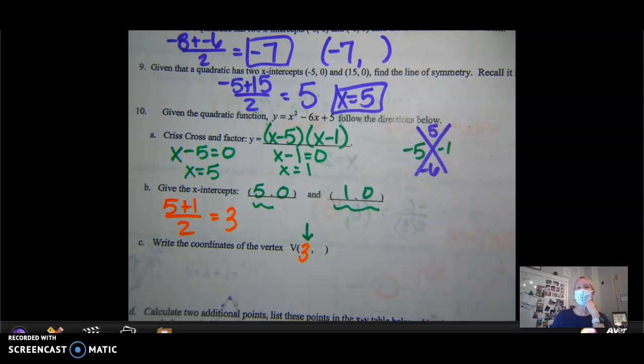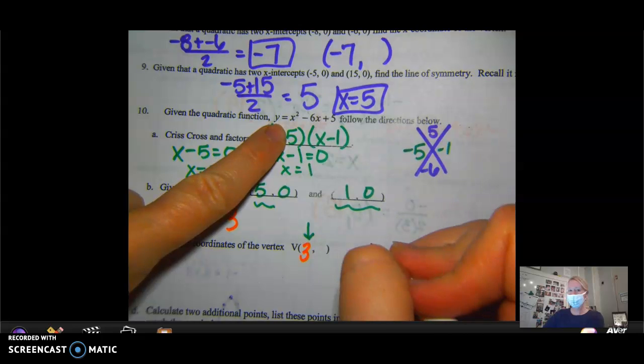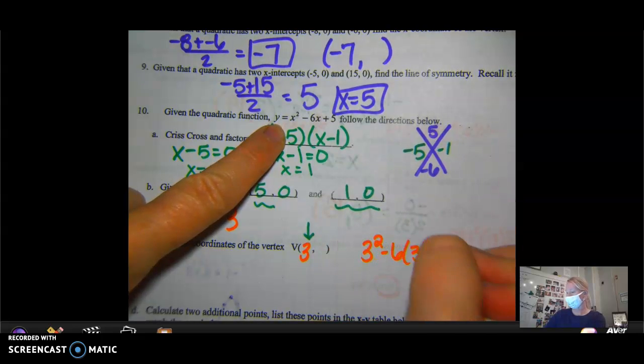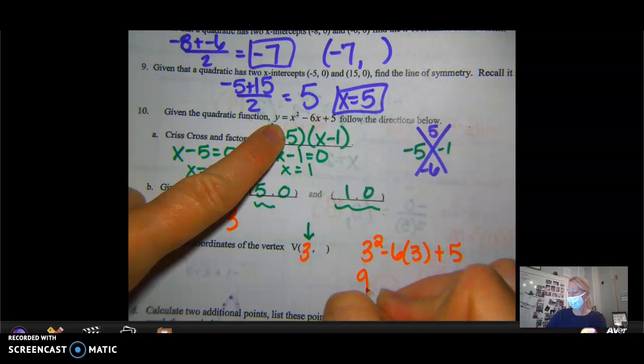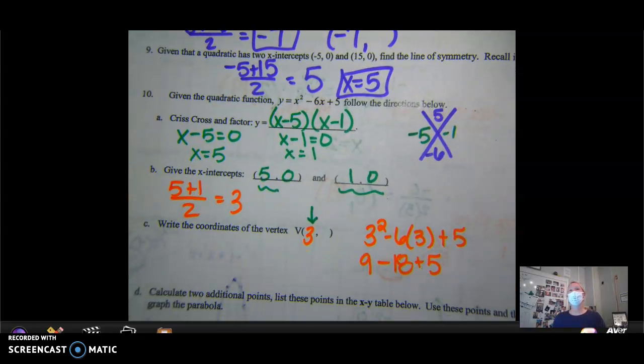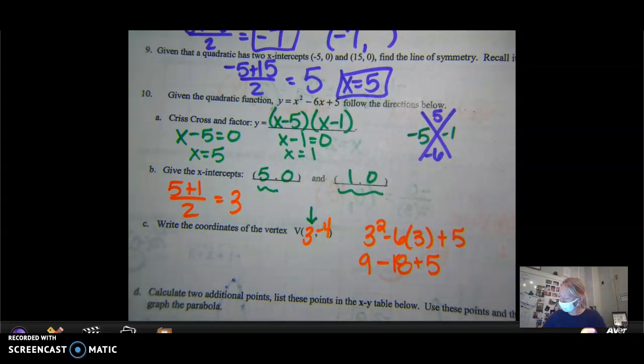How am I going to find the y value of the vertex? Awesome, thank you. I'm going to plug in 3 to this equation, so I'm going to do 3 squared minus 6 times 3 plus 5. 3 squared is 9. 6 times 3 is 18, so minus 18, plus 5. 9 minus 18 plus 5 is how much? Negative 4 is correct.